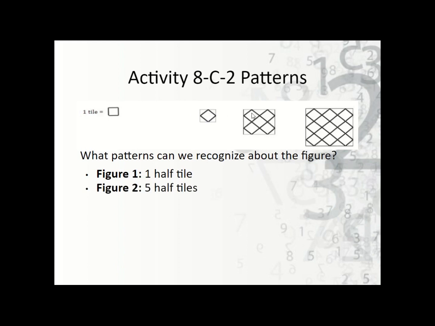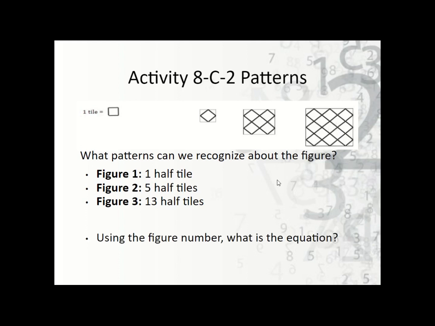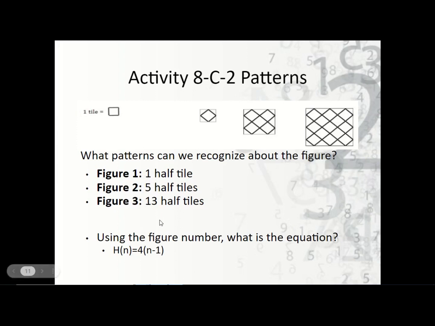In figure 2, there's 1, 2, 3, 4, 5 half tiles. And then in figure 3, there's 1, 2, 3, 4, 5, 6, 7, 8, 9, 10, 11, 12, 13 half tiles. So the question is, can we write an equation to figure out the pattern for this one? What we should notice is from figure 1 to figure 2, we added 4 tiles. And then from 5 to 13, we added 8 tiles. So the pattern is 4, 8, then 12, 16, and so on.